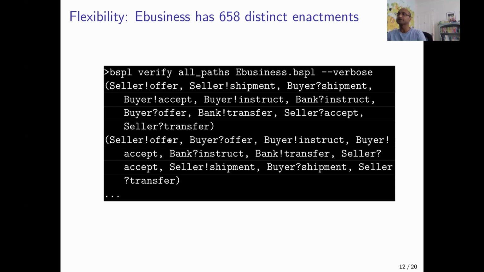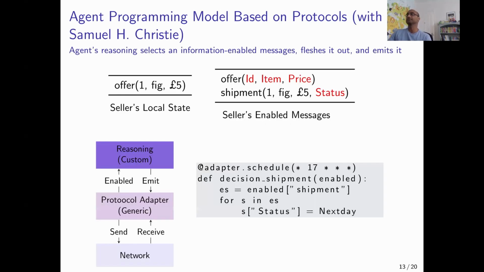Or here's another enactment. Seller sends offer, buyer receives offer, then buyer gives an instruction to the bank to pay. Then the buyer doesn't accept, and so on. So you can have very flexible enactments. So you can specify protocols, but you can also implement agents to enact those protocols. And this is where programming models come in.